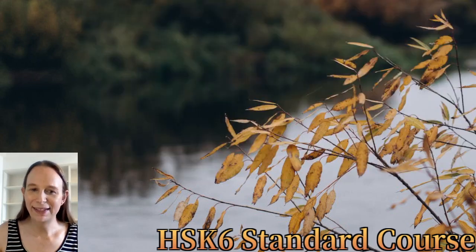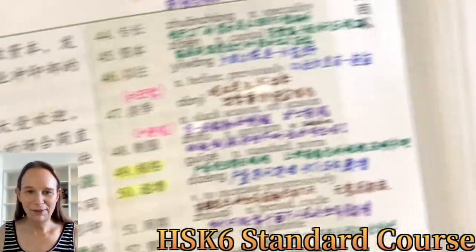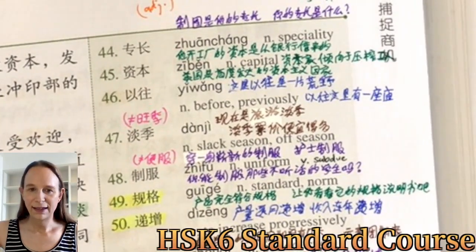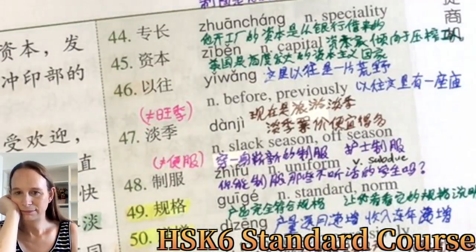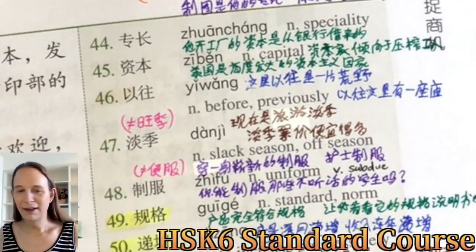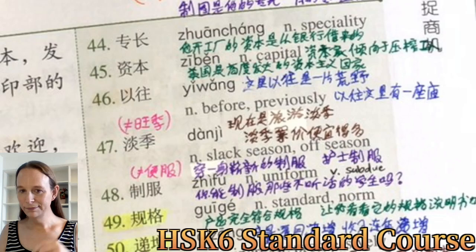I don't have a strong justification for the existence of this word 以往. I would probably just use 过去. I don't know, I don't understand why it exists. Can't think of any reason.